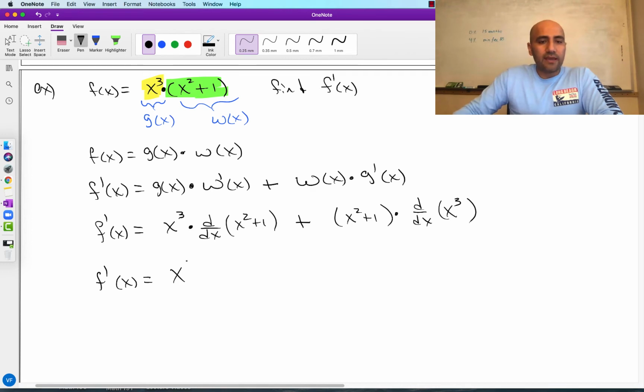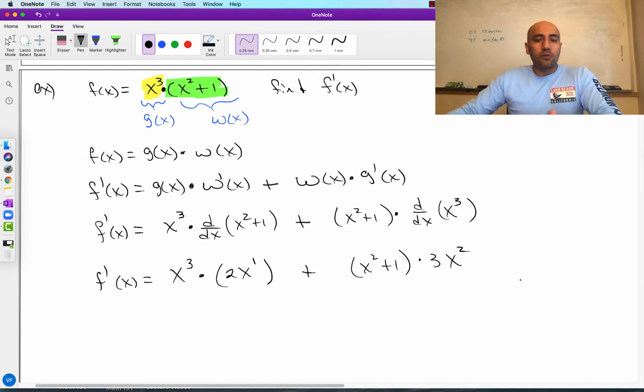So this is going to be x cubed times, and now taking this derivative, we know that that's going to be equal to 2x to the power of 1, and then there's a 0 there, plus, now we leave this one alone, x squared plus 1, and then the derivative of this is going to be equal to 3x squared. Good. So we're basically done with the derivative at this point. It's just a matter of simplifying, combining like terms.